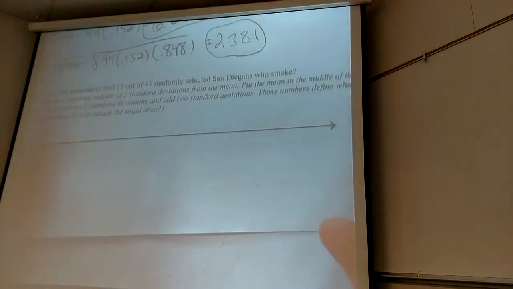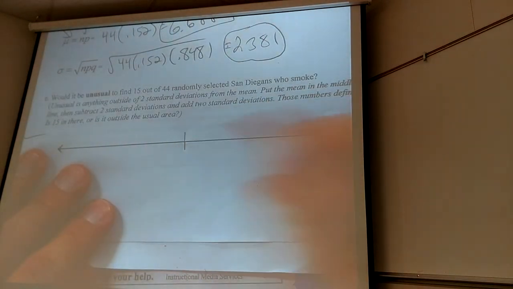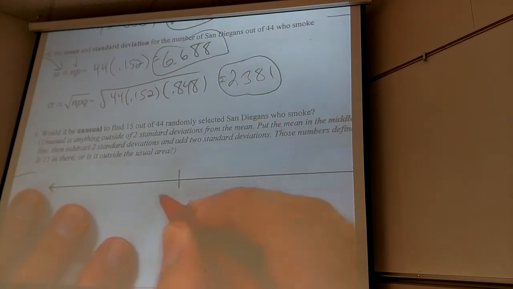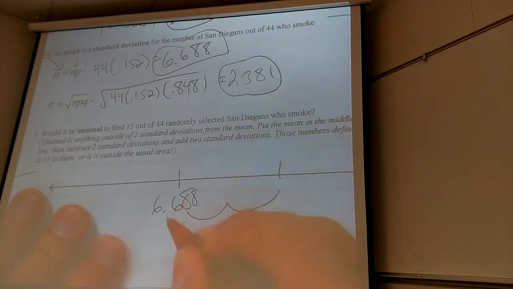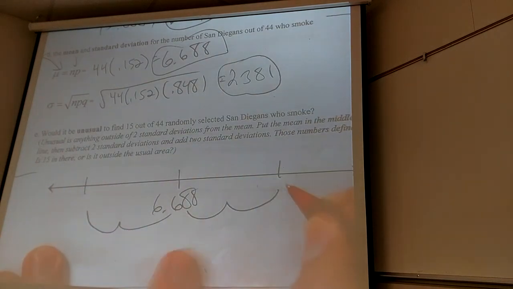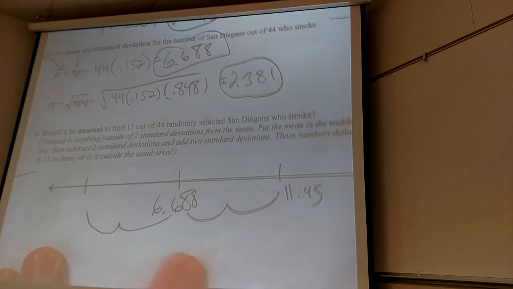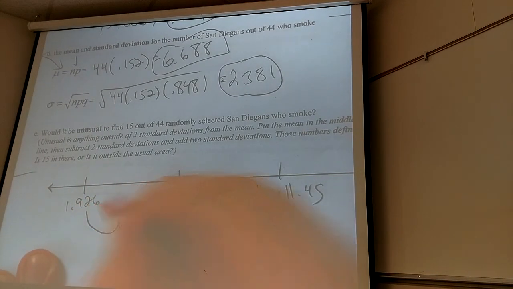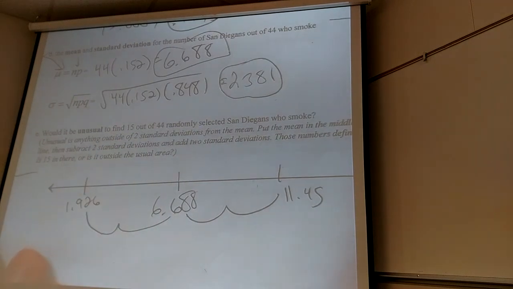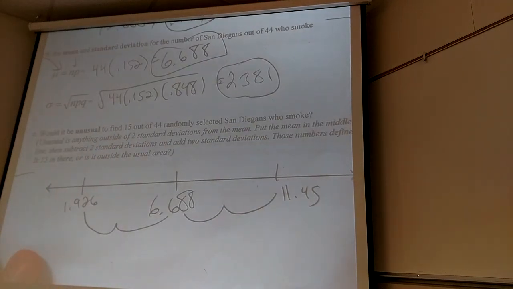So how do I use that to figure out what unusual is? What do I put right in the middle there? 6.688. Then I go 1, 2 steps up and 1, 2 steps down. 11.45? Sounds about right. And then 2 steps down, 1.926. So would it be unusual to find 15? Yes. It would be unusual. Would it be impossible? No.